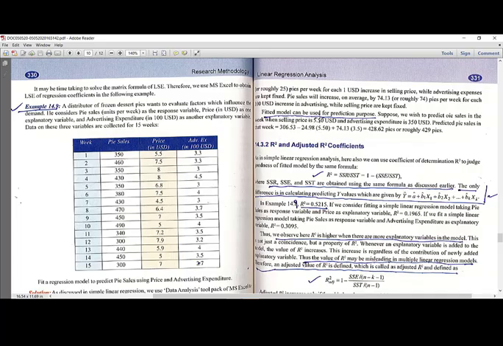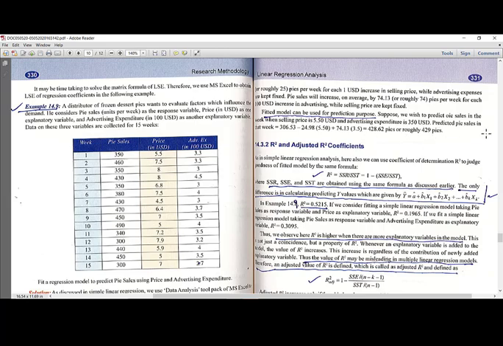And a fitted model can be used for prediction purposes. Suppose we wish to predict pie sales in the week when selling price is $5.5 and advertising expenditure is $350. To predict pie sales in this week, we substitute those values: a plus b1 x1, here 5.50, plus 74.13 is b2, and x2 is 3.5. When we do it this way, we get 428.62 pies, or roughly 429 pies.